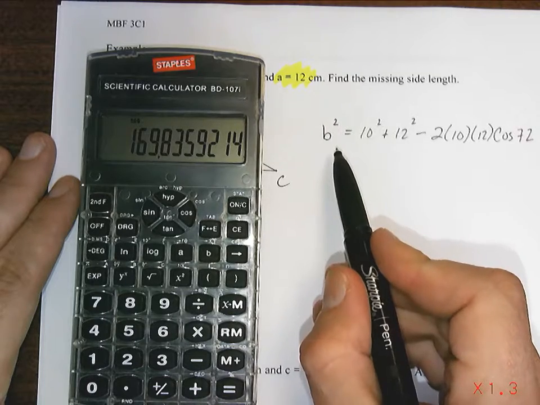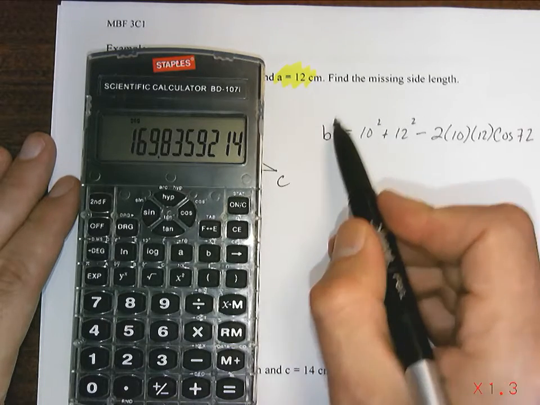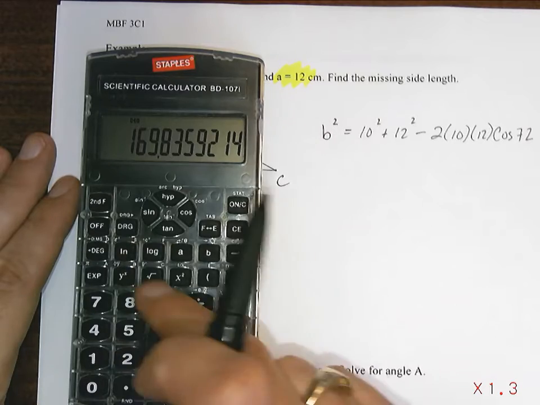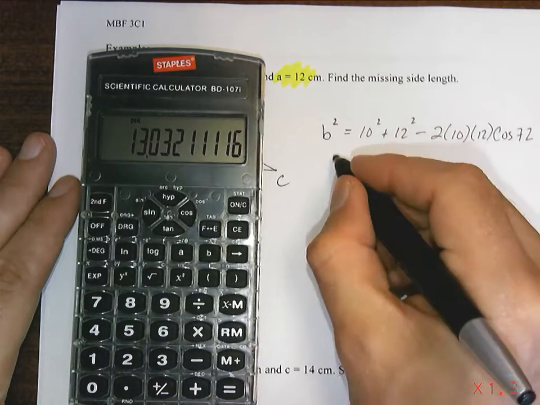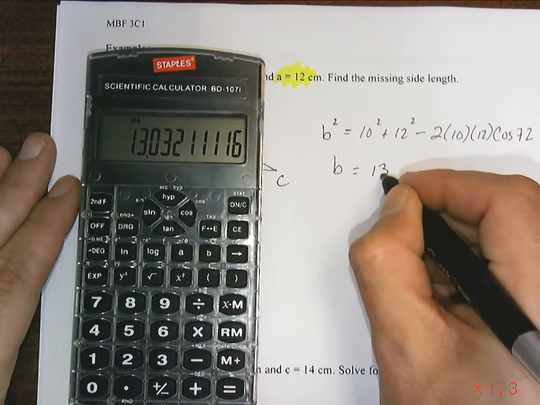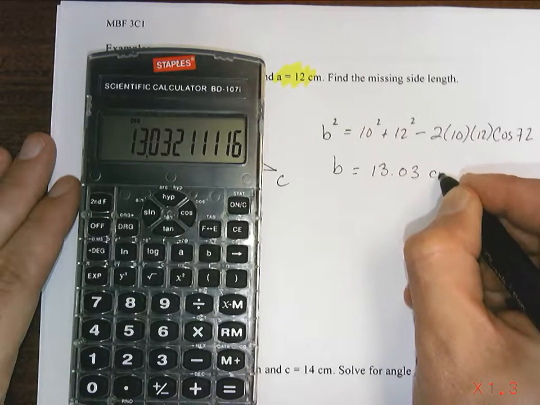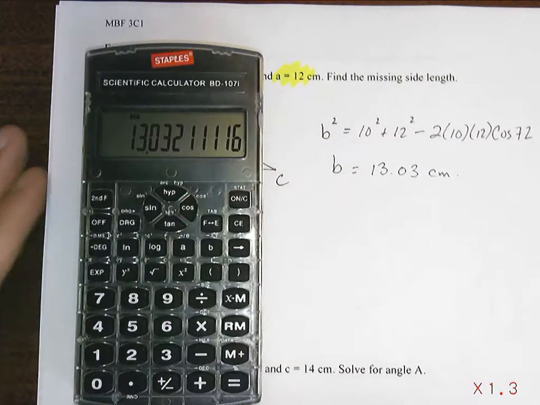And then we're going to have to square root it because it's B squared. So when we square root it, we come up with B equals 13.03 centimeters. And that's it. That's all you have to do. That's all you have to show me, but you have to be able to get it right. Each calculator will be different, but if you find a way to do it that works for you, then that's fine. All right, I'm going to stop here and we'll do example number 2.